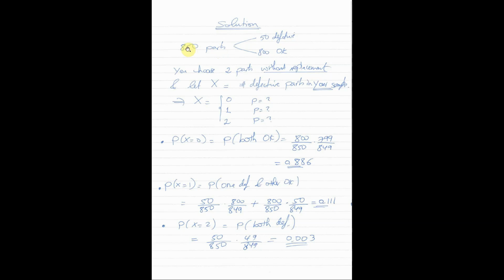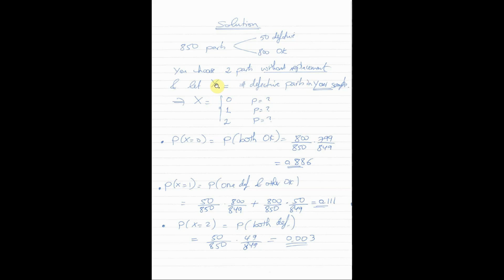So in summary, we have 850 parts, 50 of them are defective, and 800 are okay. We choose 2 without replacement, and our variable x is defined as the number of defective parts in your sample of 2. What are the different values for x? Obviously 0 or 1 or 2. X is 0 if your sample consists of 2 items that are both non-defective, that are both okay. In that case, x is equal to 0.